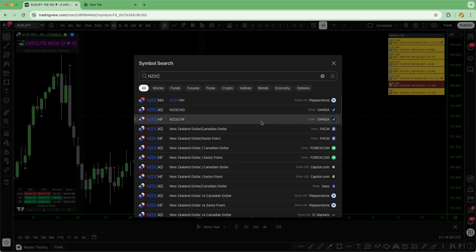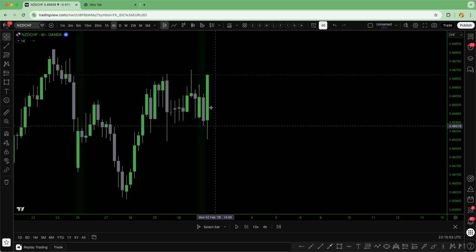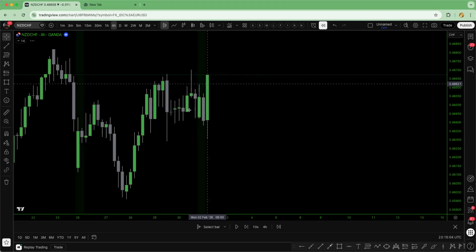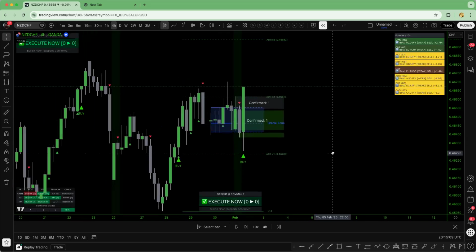CHF. Let's see. Boom. Can you see? So the table's telling you when this happened. You would not be watching all of these pairs. The table is automatically telling you when this is happening. We're getting alerts for this.